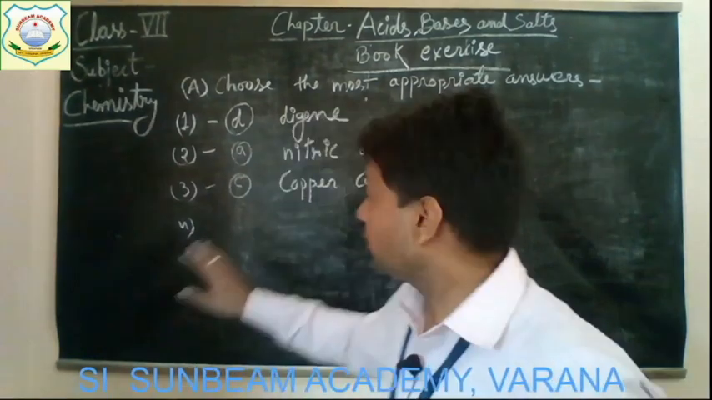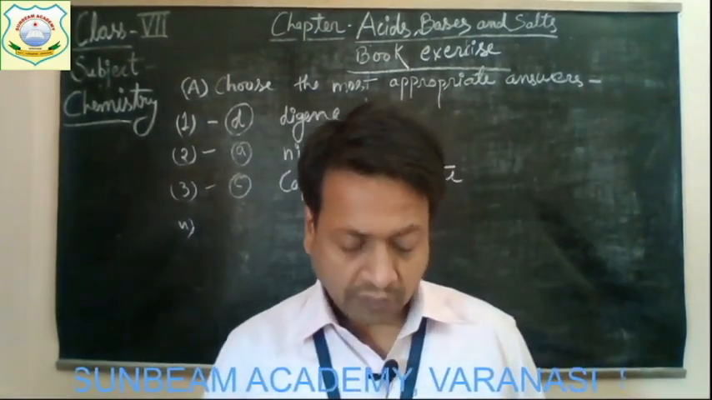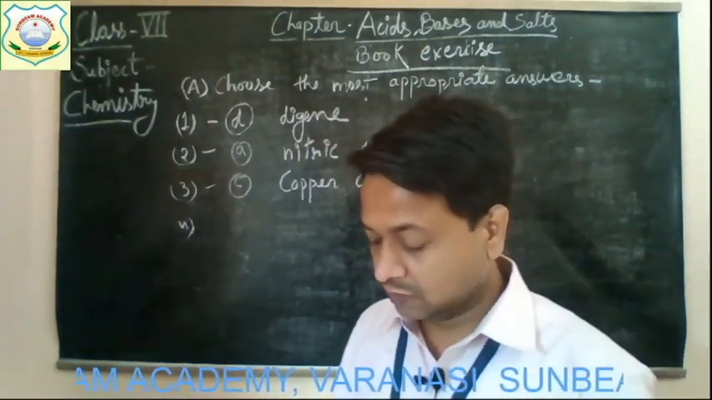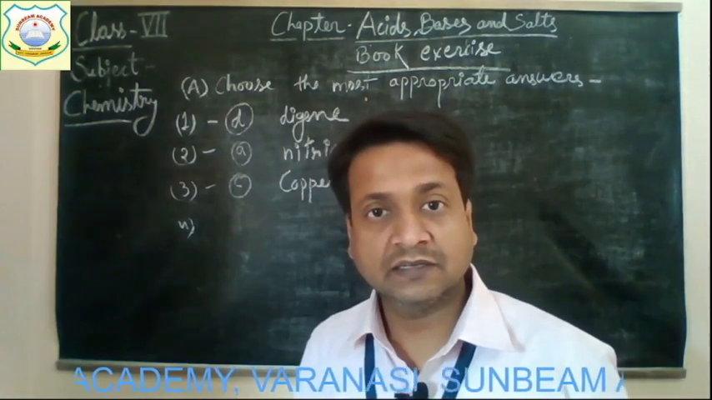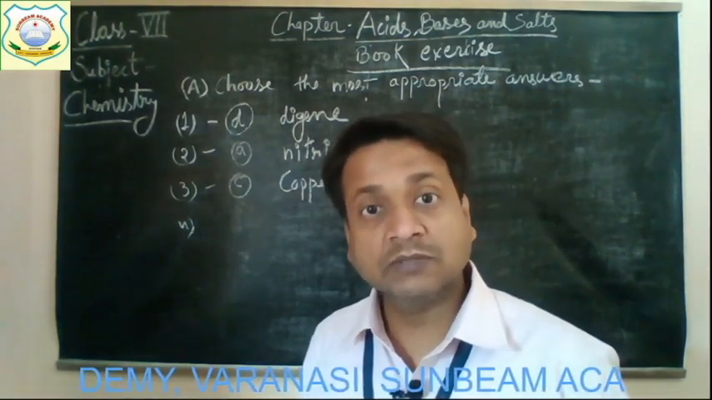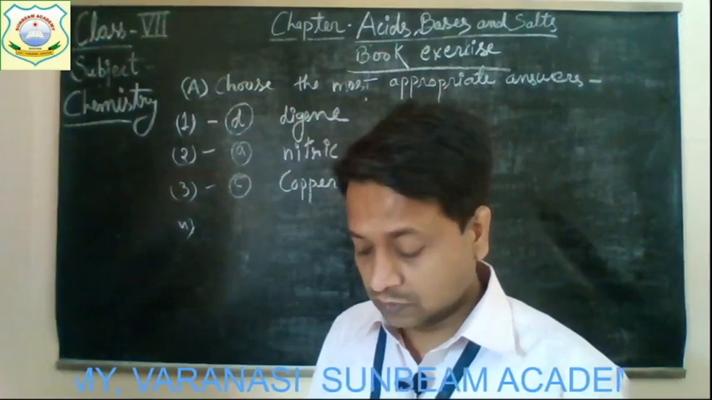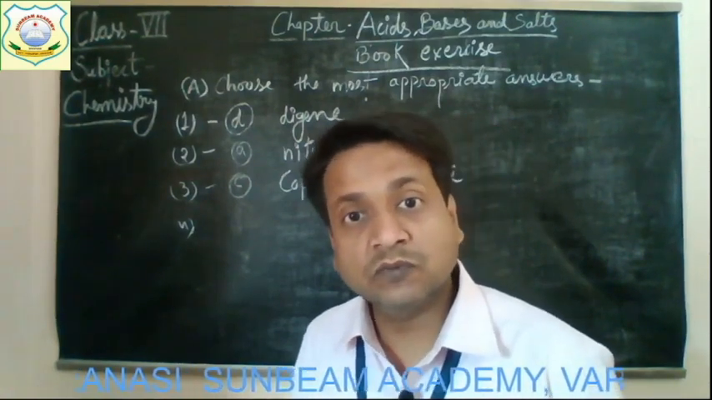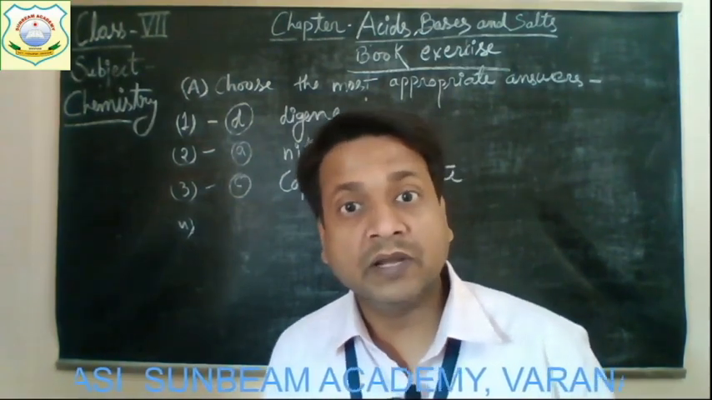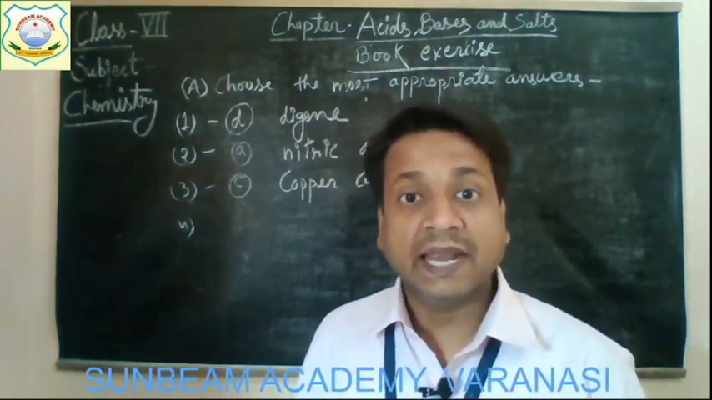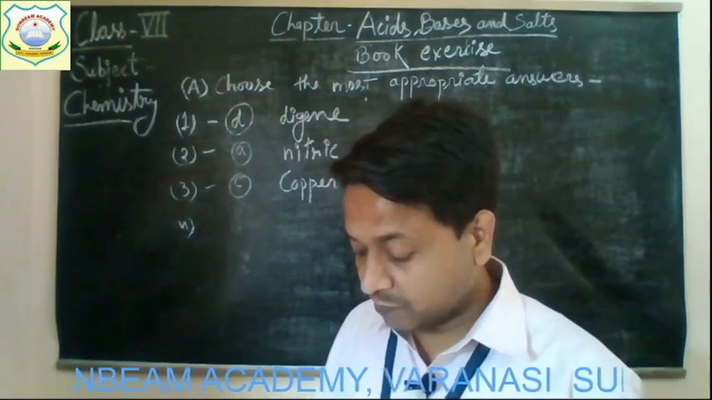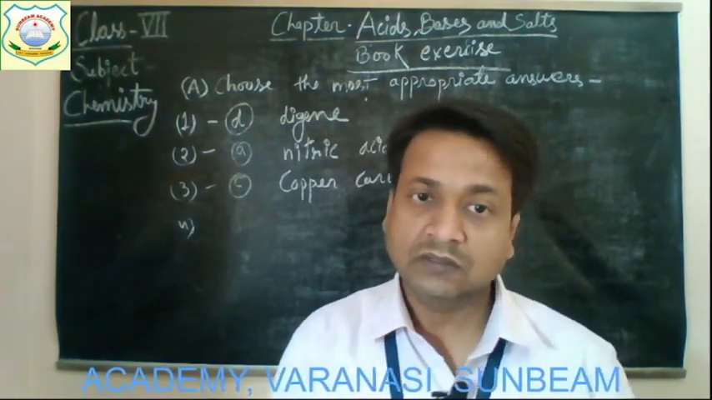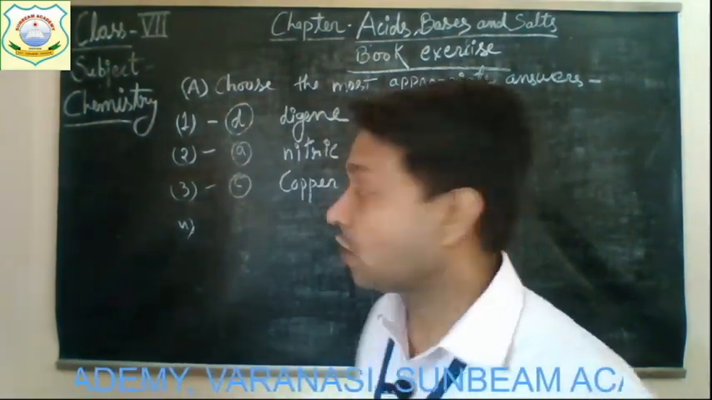Now, the question number 4 is, which of these metals cannot be used to prepare hydrogen by the action of an acid? Alright children, and the options are sodium, iron, calcium, and copper. Out of these 4 metals, copper is the least reactive metal, and that is why it is not used to prepare hydrogen. Okay children, so the correct answer will be copper.